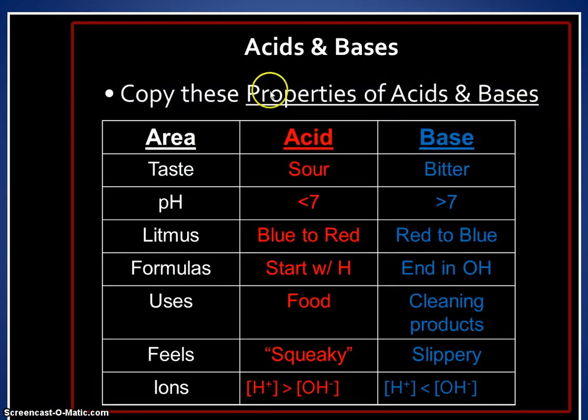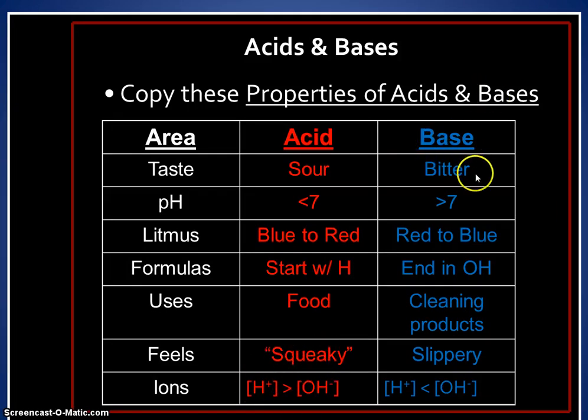All right, so we need to copy down these properties of acids and bases. It's going to be important. Okay, an acid's going to taste sour. It's going to be less than a 7 on the pH scale. It's going to change litmus paper from blue to red. These formulas for acids are going to start with an H. It's going to start with some hydrogen because they have that hydrogen in there. Sometimes we can use acids in food, like vinegar is an acid. It's going to feel kind of squeaky in your hands, and it's going to have more hydrogen.